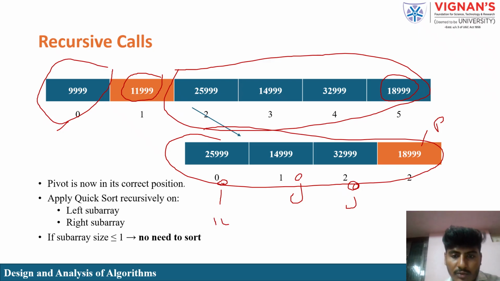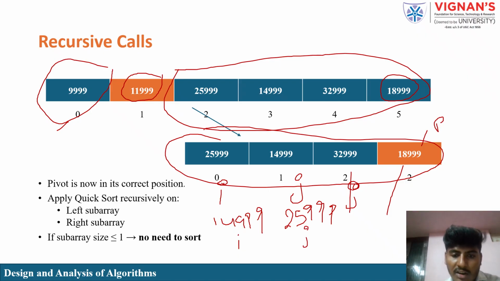That means 14,999 comes to the right position, and 25,999 comes under the jth position. These two values are the same. This is the ith position and this is the jth position.